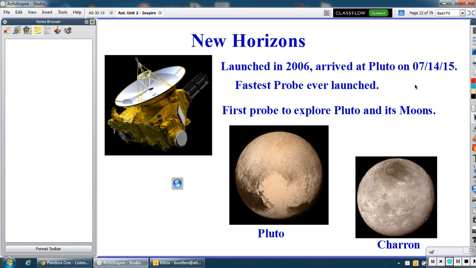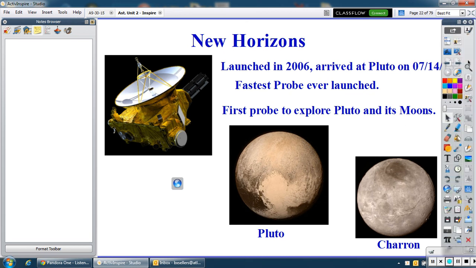Currently, anyway, year 2015. It was launched in 2006. It was the fastest probe ever launched. It arrived at Pluto in 9 years, which is quite the accomplishment for how far away it is. This is the probe itself. First probe to explore Pluto and its moons. This is an up-close picture of Pluto from the New Horizons probe. This is Pluto's largest moon, Charon, also from the New Horizons data. So this is very new data at the time. Again, this video is being made in 2015.